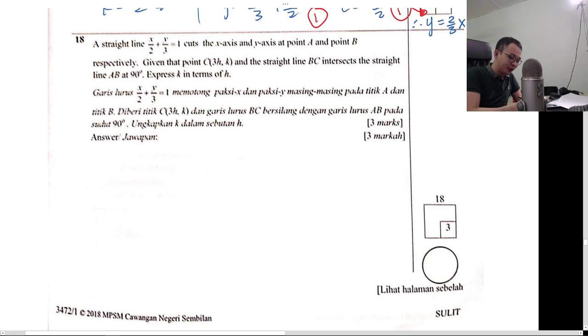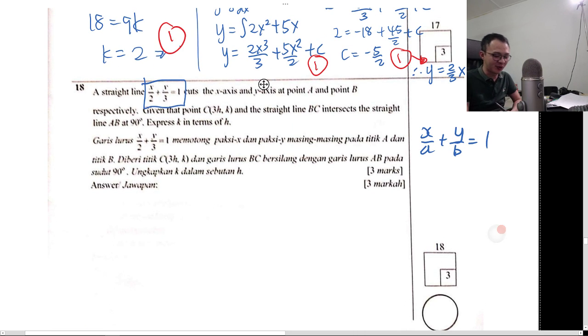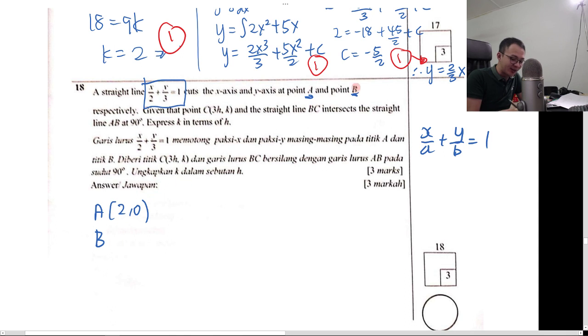Okay, you should know this in intercept form. Whenever you see something like x/a + y/b = 1, this is intercept form. Intercept form means a is the x-intercept, b is the y-intercept. So they say the line will cut the x-axis and y-axis at point A and point B. So I know point A is the x-intercept, point B will be the y-intercept. A is quite easy because it's 2, so it's (2, 0) because this is the x-intercept. B is the y-intercept, it's 3, so it's (0, 3). This is how I quickly get my coordinates.